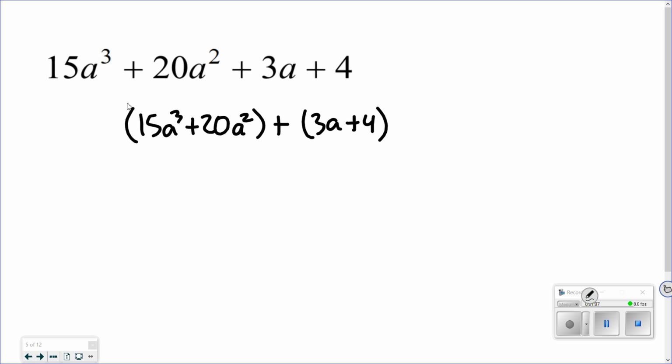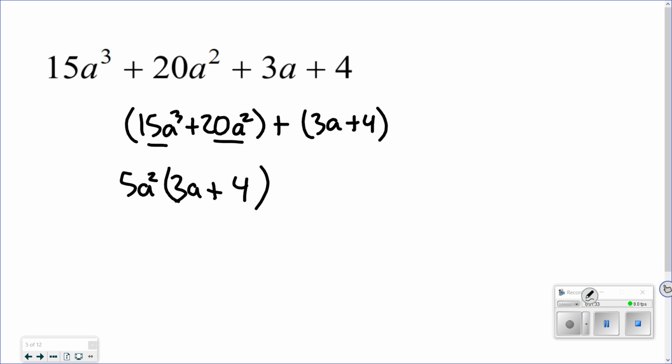Now what I do is I look for a common factor in each of those groups. I'm going to start with this first group, and look for your common factor between 15a cubed and 20a squared. That would be 5a squared. Take it out of both. 15 divided by 5 is 3. I took out 2 of the a's, plus 20 divided by 5 is 4. And I took out both the a's. Then we do the second one separately.